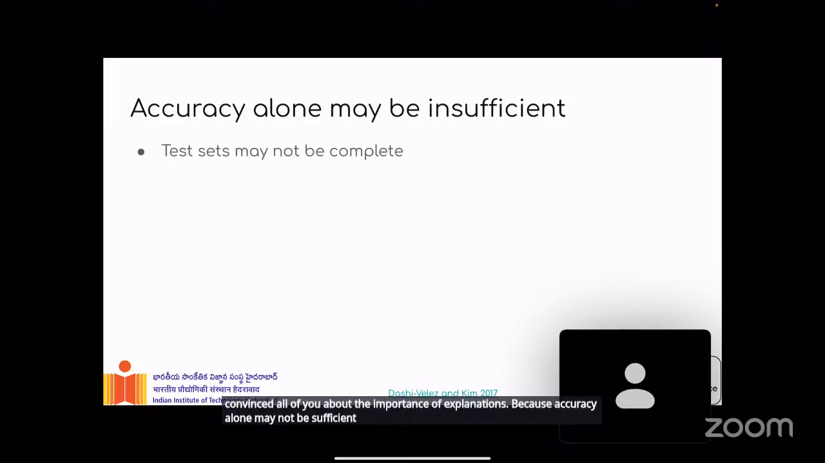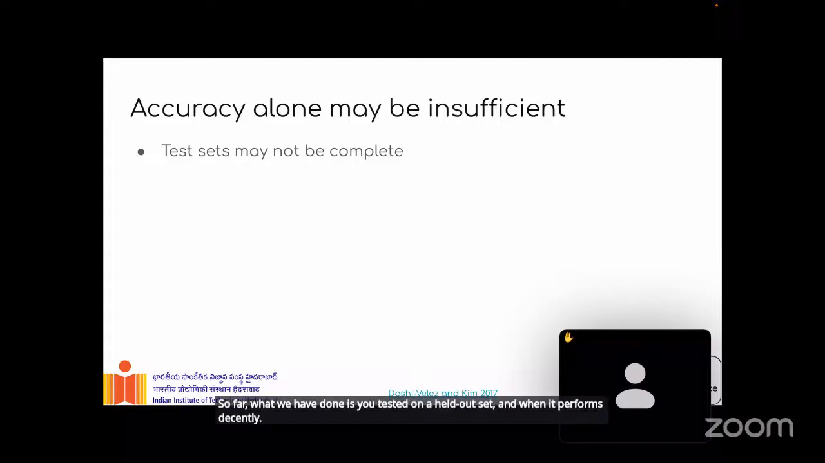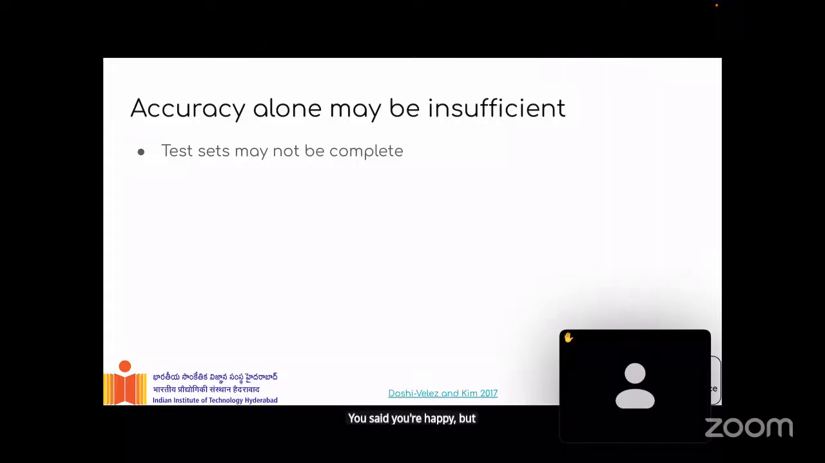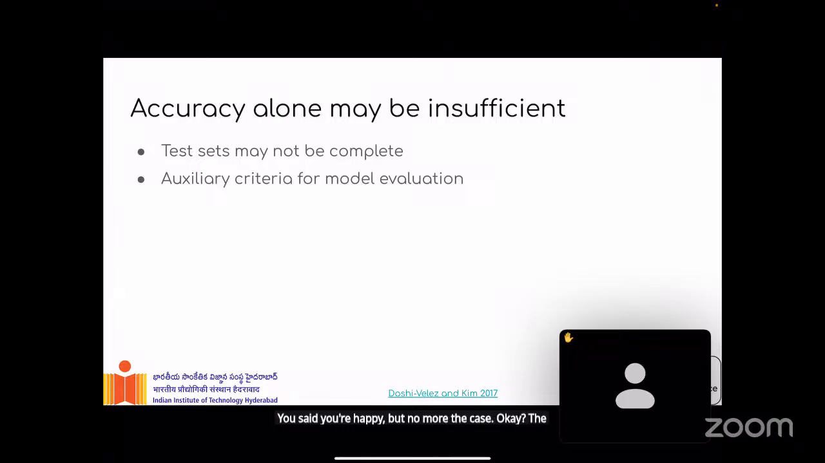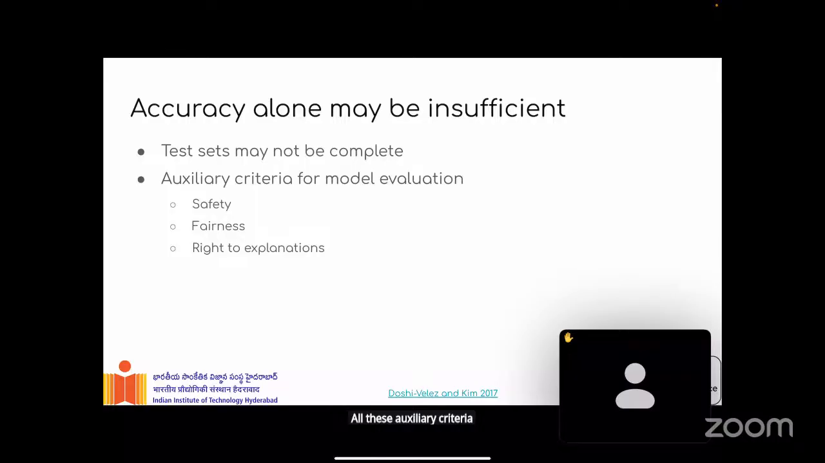When you train an AI/ML model, so far what we have done is test it on a held-out set, and when it performs decently, you are happy. But that is no longer the case. Test accuracy alone is not good enough. All these auxiliary criteria about safety, fairness, and the right to explanations need to be considered.